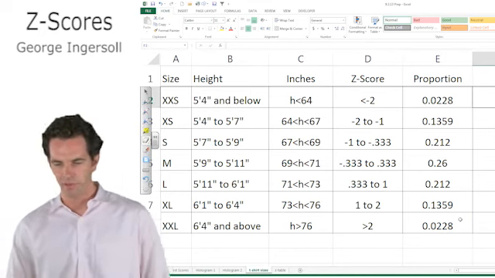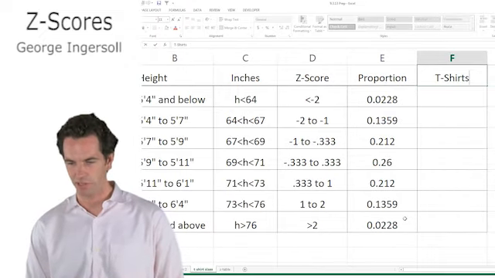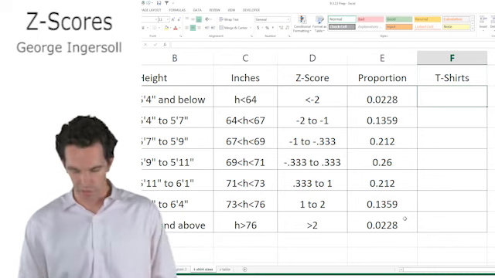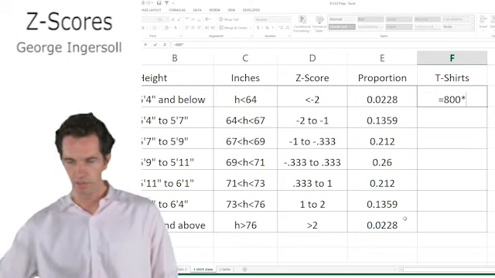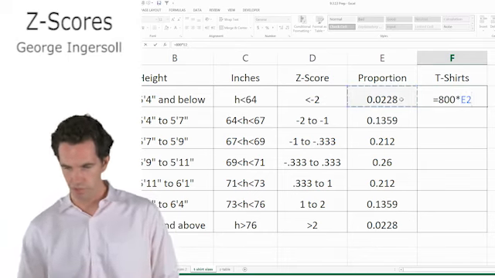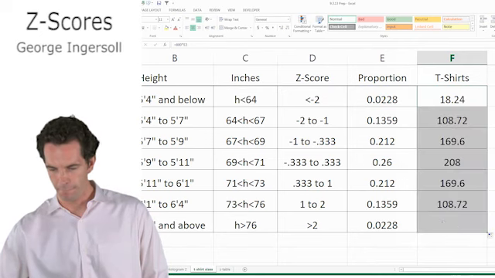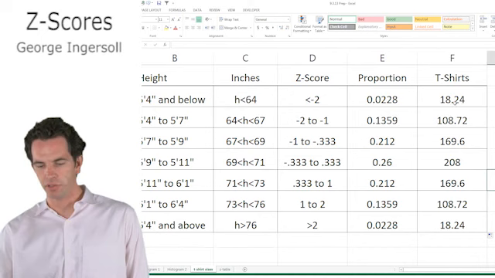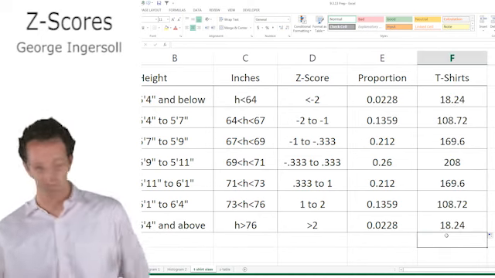And now, we're at the final point. We have to figure out how many t-shirts are associated with each of these proportions. Well, we know we're going to sell about 800. So we have to translate that into proportions. So we say 800 t-shirts times each of these proportions. And what we get, these are the amounts that we should stock. And obviously we're going to have to do a little bit of rounding. These aren't perfect numbers, but that's okay.